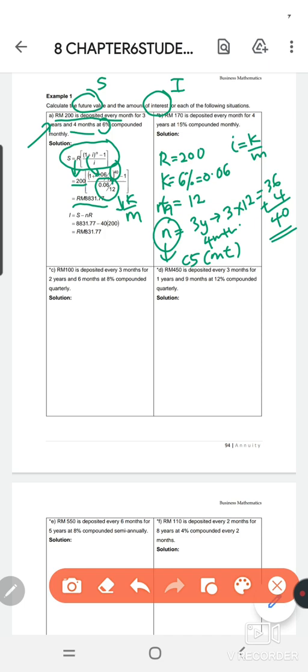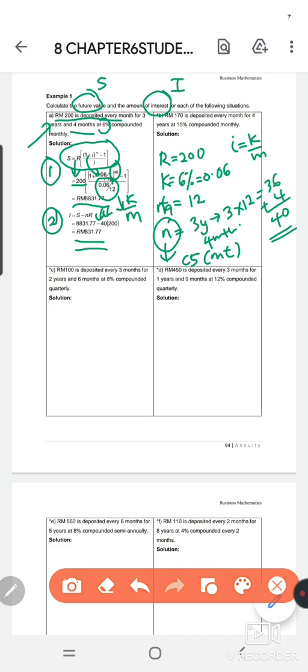After you get the future value, you can calculate the value of interest, using the formula I equals S minus NR. Your S is 8831.77. It means we must find the future value first, then you can find the interest. Then N is 40 and R is 200. So this is your interest. This is the step to calculate future value and interest.